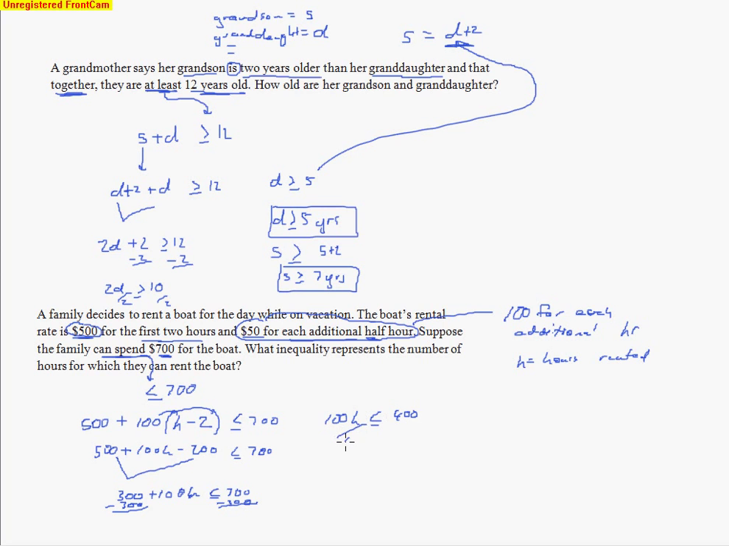And so it looks like we'll end up being able to rent that boat for less than or equal to 4 hours. So since we can spend up to $700, 4 hours would be the total amount of hours we could rent for $700. If we went less, then it would obviously be less than that.